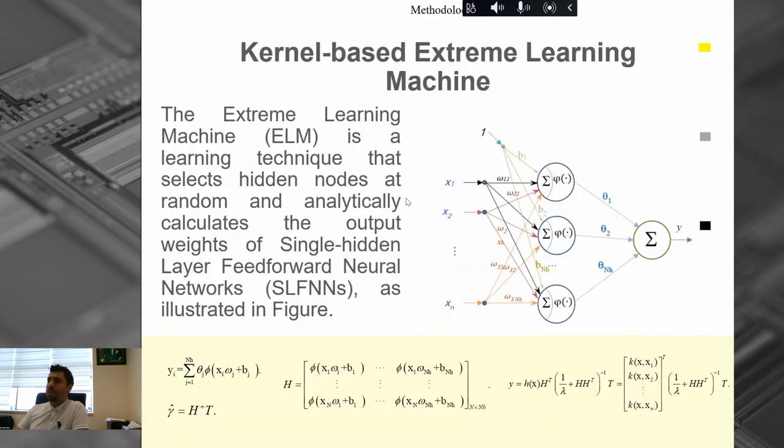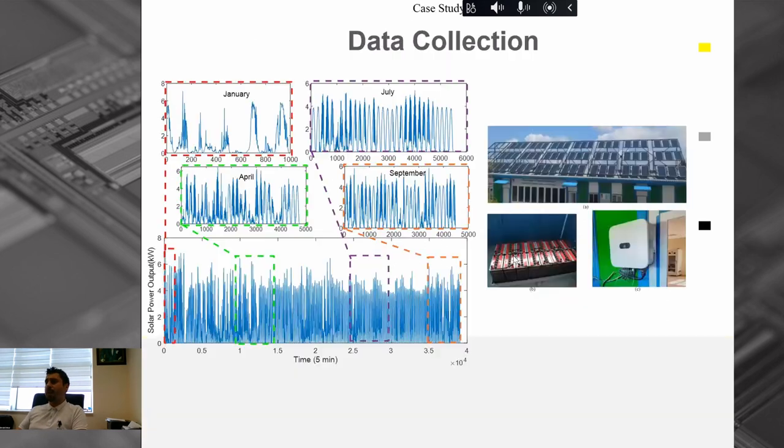Also, we use the RBF kernel function in these steps. The case study: firstly, we collected the data. The figure shows the laboratory structure, the battery systems, and the 20 kilowatt inverter.